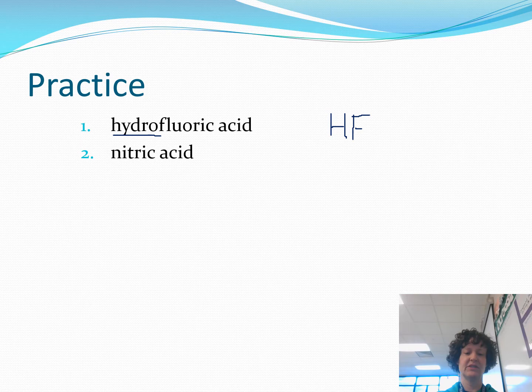Okay, now this is nitric acid, so that must mean it's the polyatomic ion that ends with what? That's right, ATE. So it would be nitrate in this case. So you got to think about nitrate. Nitrate is NO3 with a 1- charge, so you can only bond 1 hydrogen to that, so the charges cancel out. So you would end up with HNO3.